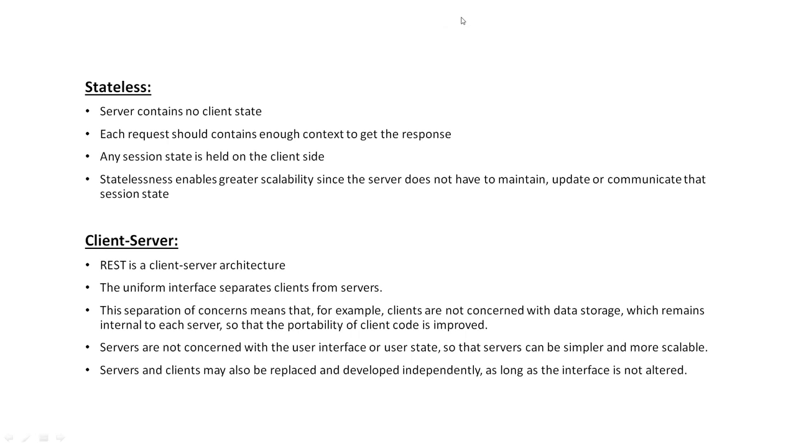Okay. The other constraint is client server. REST, representational state transfer, is a client server architecture. The client is going to send the request, and the server is going to look at that request and send you the response. The uniform interface constraint that we talked about is an agreement between the client and server. As long as that uniform interface constraint is followed by both client and server, both can evolve independently of each other.